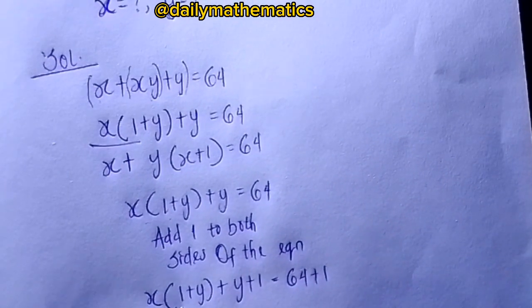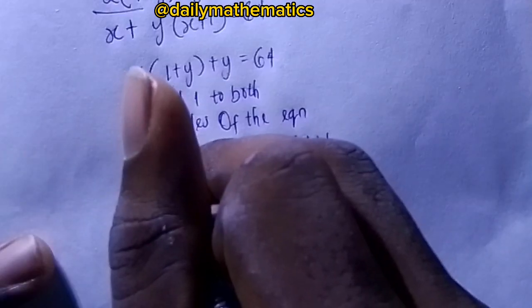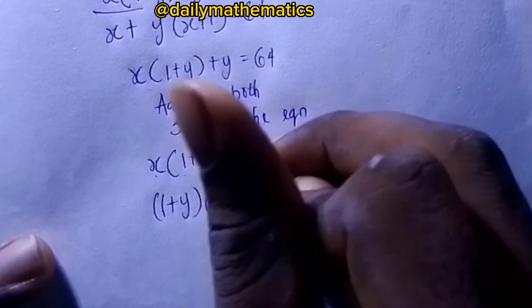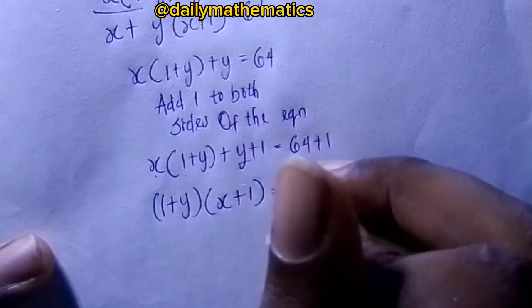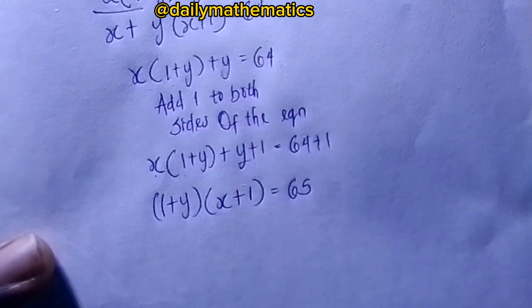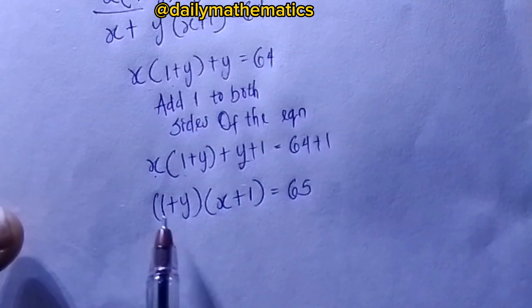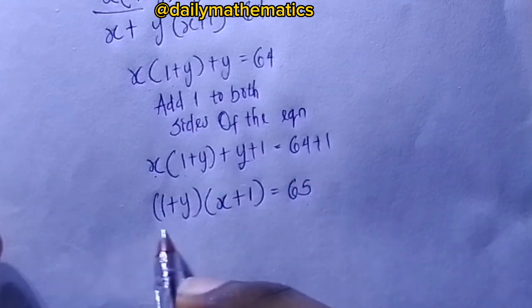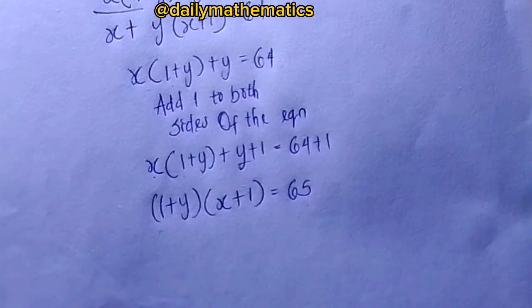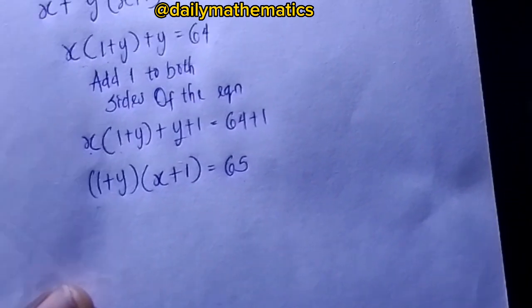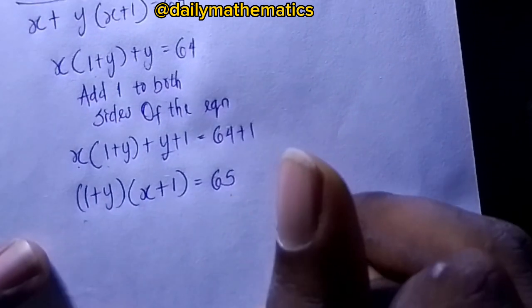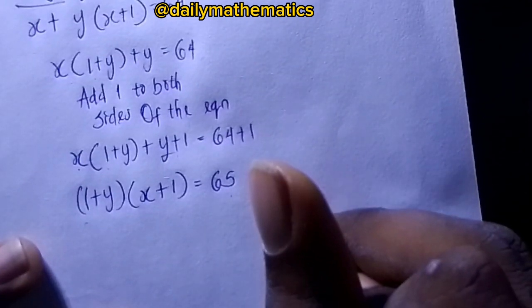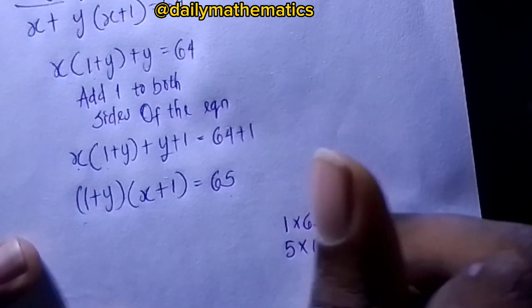From here, 1 plus y is common, so I can bring out 1 plus y, or y plus 1. When I bring it out from here, I have x, and from here I have 1. Equals 64 plus 1, which gives us 65. So we can make each bracket equate to a factor of 65. That gives 1 plus y and x plus 1. The factors of 65 are 1 times 65, and 5 times 13.